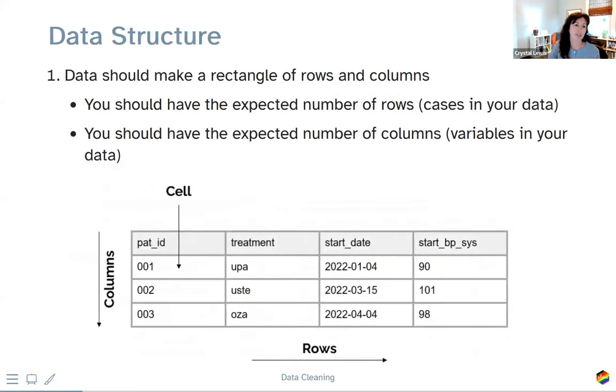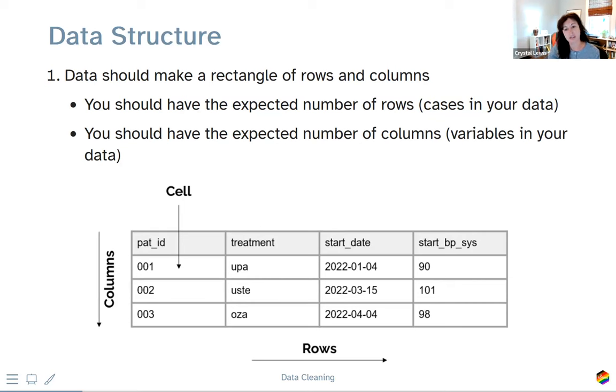So we're going to talk about data structure first. Data should make a rectangle of rows and columns. You should have the expected number of rows or cases in your data, and you should have the expected number of columns or variables in your data. And at the intersection of those rows and columns are cells filled with values. So you should have no more or no less than you expect in your data as far as rows and columns. And when I say expect, hopefully you have some idea of what should exist in your data.